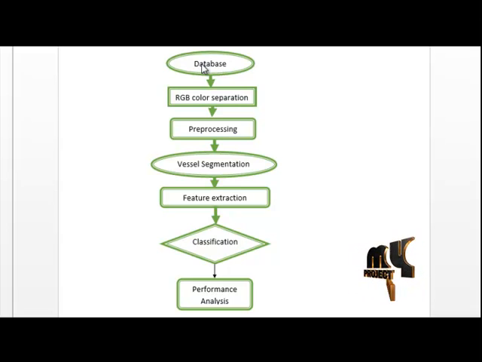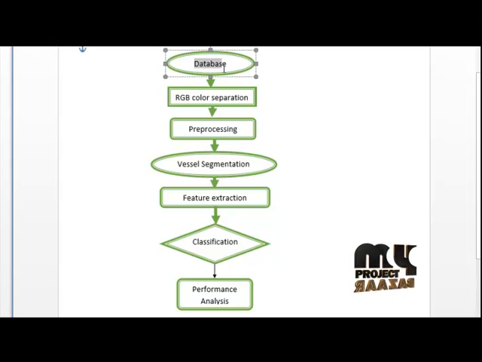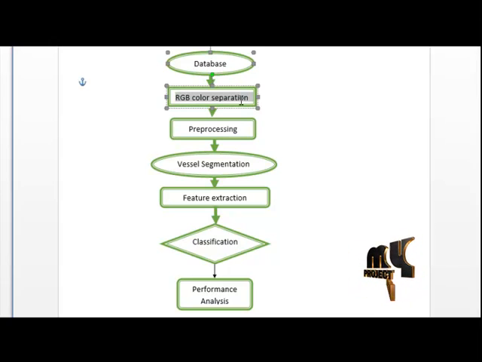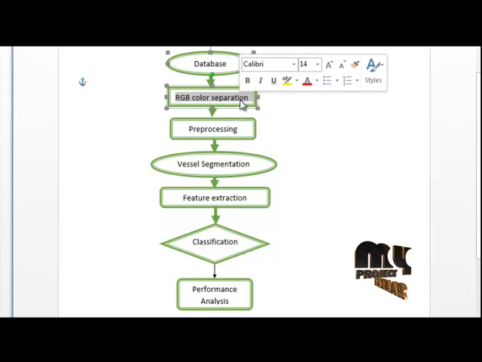First, collect the fundus images and store them in the database. The next step is the RGB color separation. In this process, the RGB color model is an additive color model in which red, green and blue light are added together in various ways to reproduce a broad array of colors.